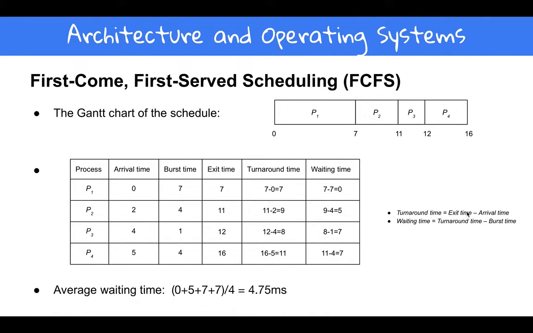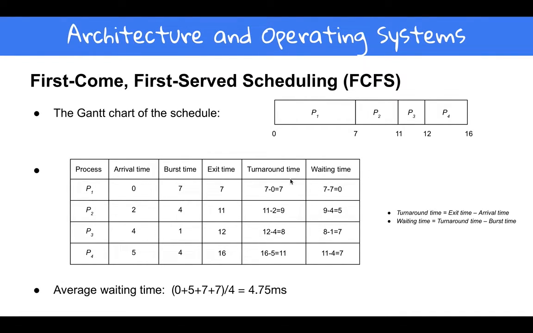Turnaround time is exit time minus arrival time. Exit time minus arrival time, 7. 11 minus 2, 9. 12 minus 4, 8. 16 minus 5, 11. These are the turnaround times. Look, 7 seconds. It's because it arrived not in second 0, it came at 2. So 11 minus 2 is the turnaround time for the second one. The same for this one. 12 minus 4 is 8 seconds it took to be executed. And the last one, as we see.